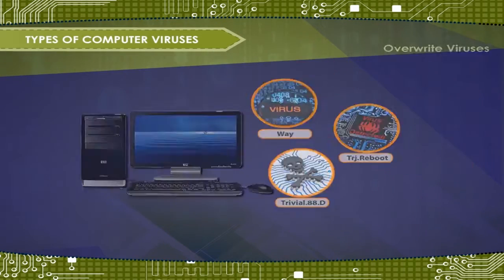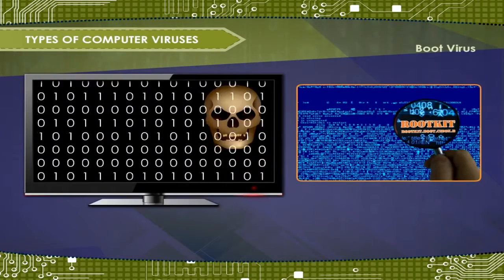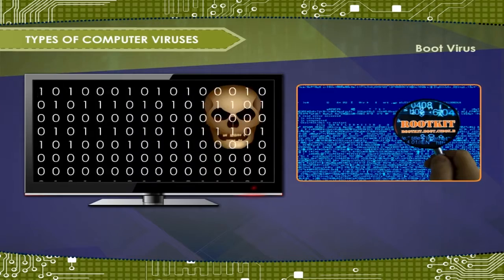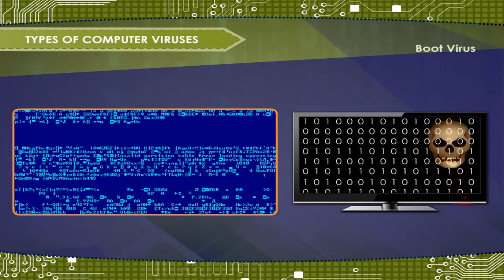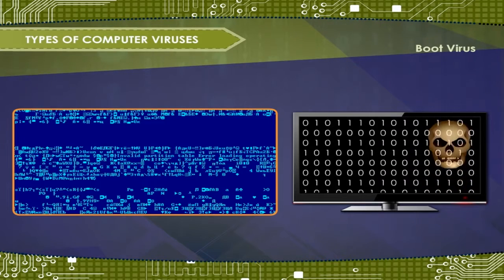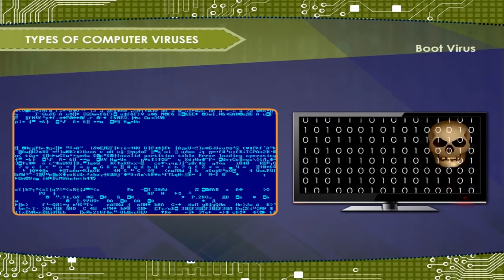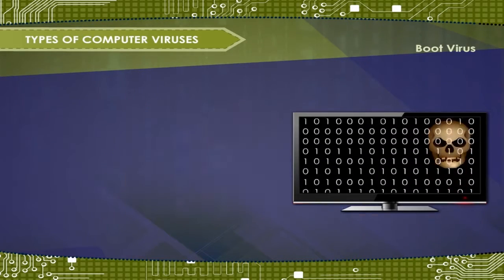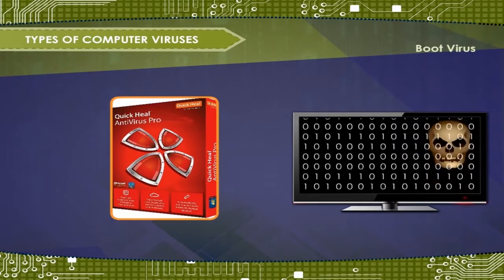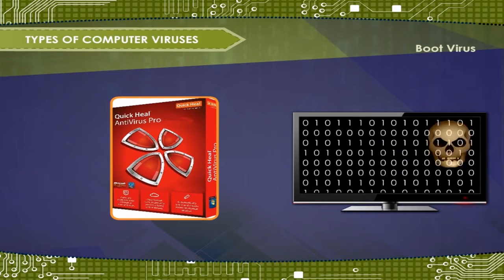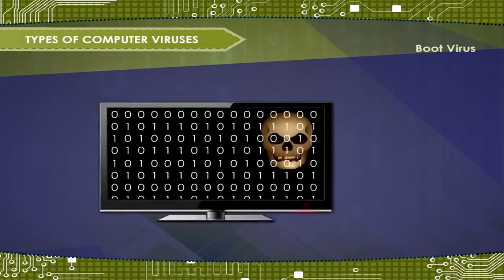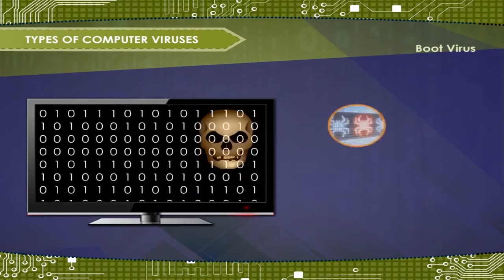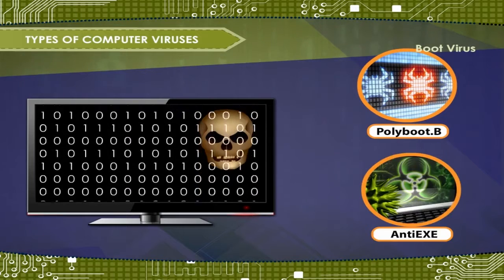Trivial.88.D. Boot virus. This type of virus affects the boot sector of a hard disk. This is a crucial part of a disk in which information on the disk itself is stored together with a program that makes it possible to boot or start the computer from the disk. The best way of avoiding boot viruses is to ensure that you have a strong antivirus program in your computer. Examples of boot viruses include Polyboot.B, Anti-EXE.